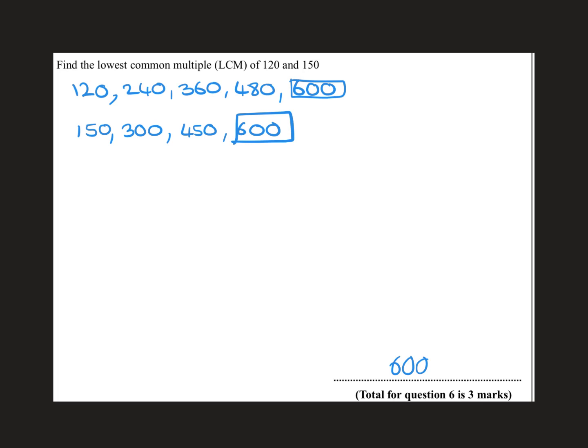Okay, that's a lowest common multiple question. So let's try a highest common factor. So we need to find all the factors of 60 and 114. Feel free to pause the video and try this yourself if you want, and then come back and check if you've done it right.